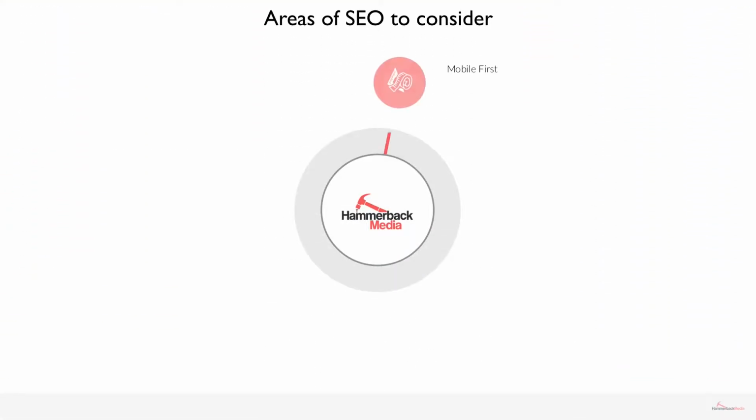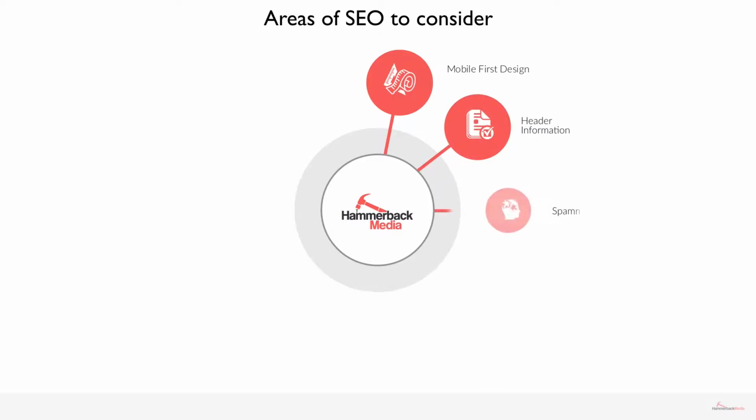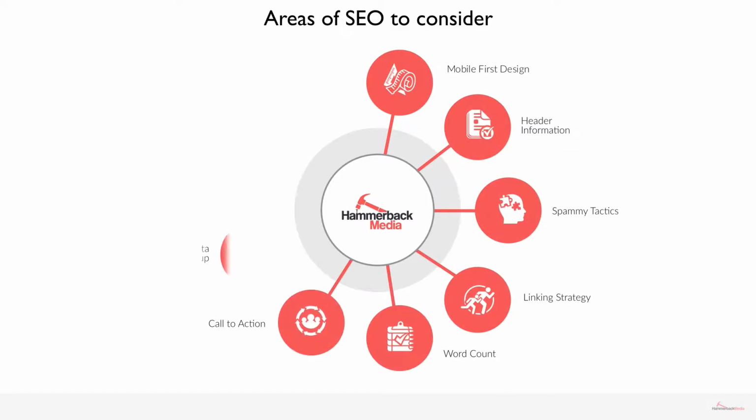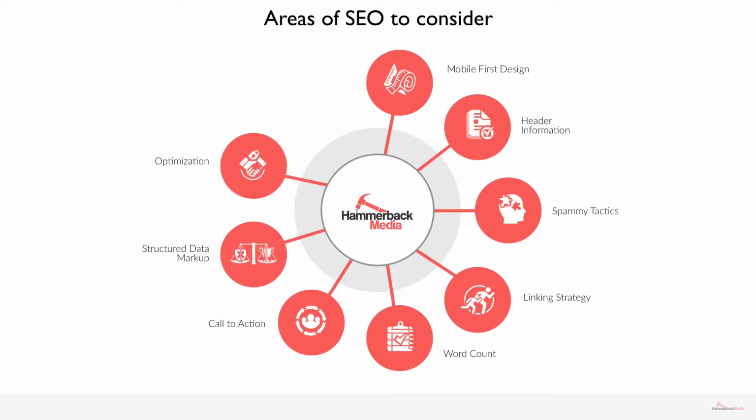There are many different areas of SEO that you can consider, from mobile-first design, the information in your header, whether or not your marketing tactics are spammy, your linking strategy, the word count, whether or not you have an effective call to action. There's specific pieces of data that need to be structured in different ways, like reviews and your contact information, whether or not the content on your web page is optimized, and if you are writing human content and how good it is.